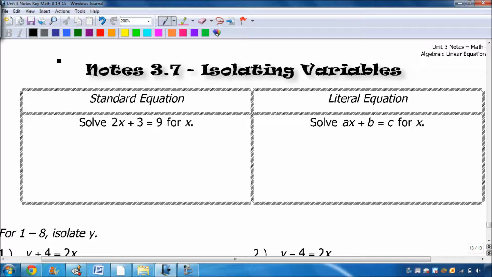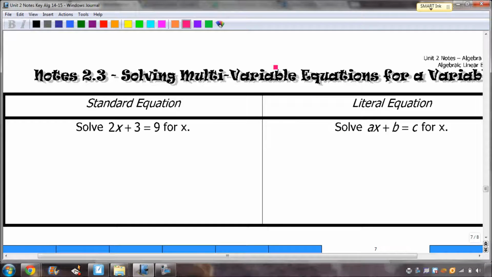All right, notes 3.7 are on isolating variables. Now, this is going to seem a little strange to you at first, but once you realize that it's just like solving any equation, it's not bad at all. So if you look in the box that's on the top of your paper, there's a standard equation on the left side. Please press pause and solve this equation and then come back to me when you are done.